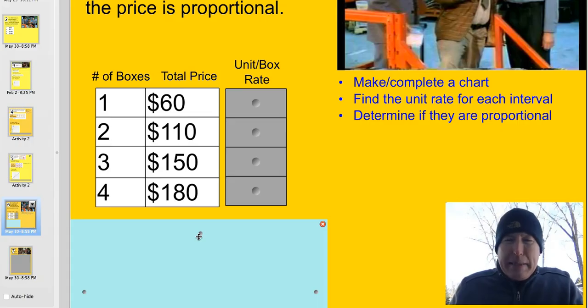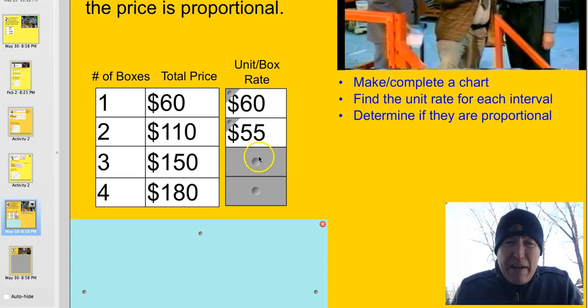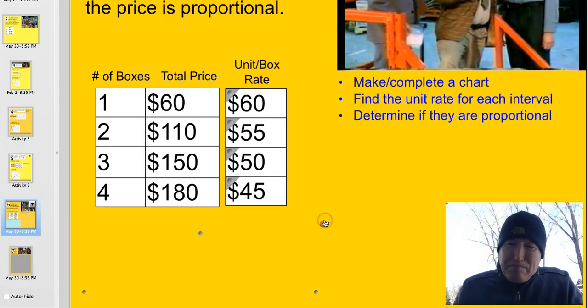Hey, I'm back. Or I should have said, brr, I'm back. All right, well, if you find out the unit rate or the box rate, 1 box, it's $60. 2, it's $55. 3, it's $50. And 4, it's $45. So the price keeps going down. So this is going to be not proportional.